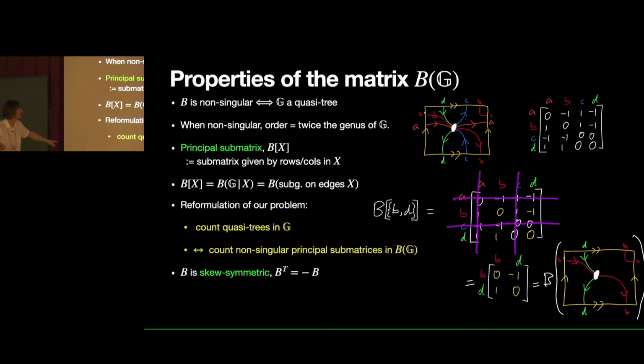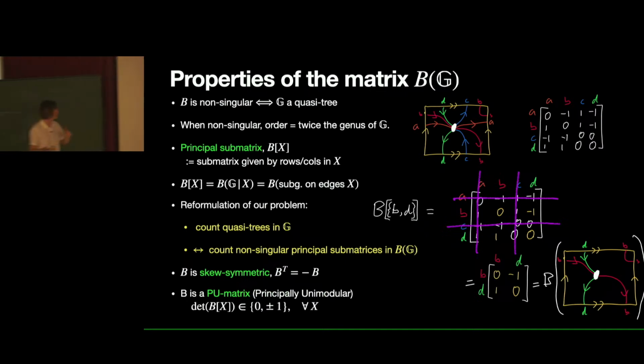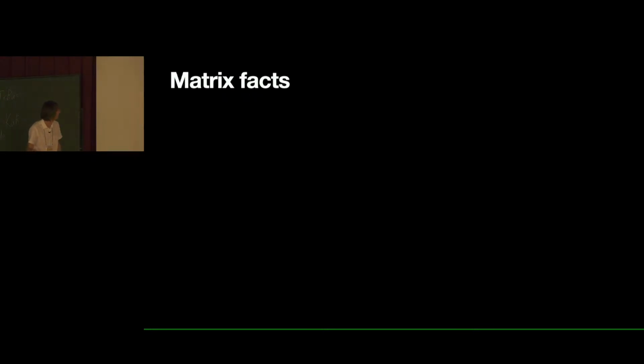The first is that B is skew-symmetric, obviously, by construction. The second is that it is a principally unimodular matrix, or PU matrix. This means that the determinant of any principal submatrix is either 0, 1, or minus 1, and that's all that can happen. That requires a proof. It's not trivial, you have to do a little bit of work to show that. But it's true. So let's take these facts forward.